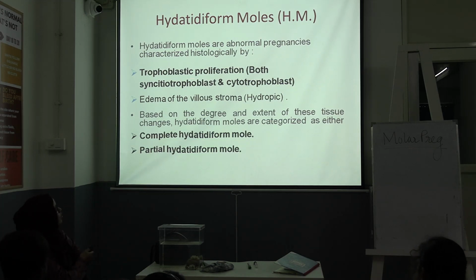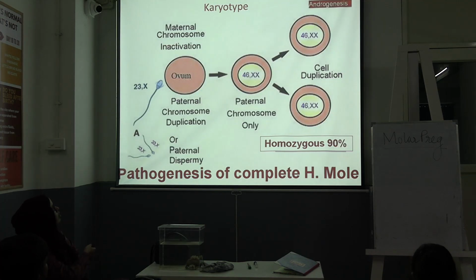There is edema of the villus stroma or hydropic villus degeneration. Based on the degree and extent of these tissue changes, hydatidiform moles are categorized as either complete mole or partial mole. These are abnormal pregnancies, not normal pregnancies. Why these are abnormal pregnancies, that I will tell you later on. Now coming on to how this happens.